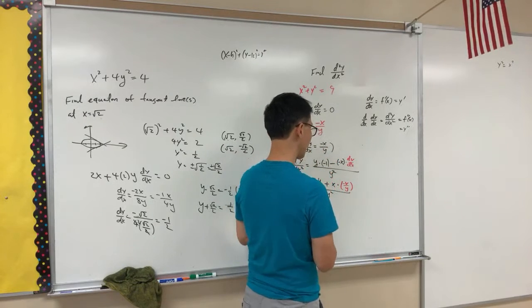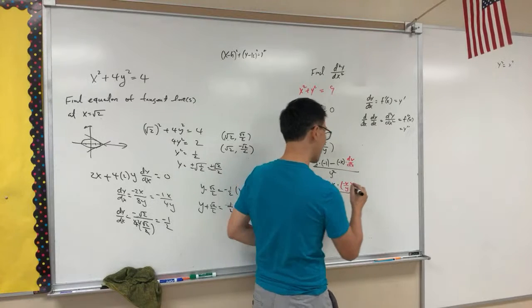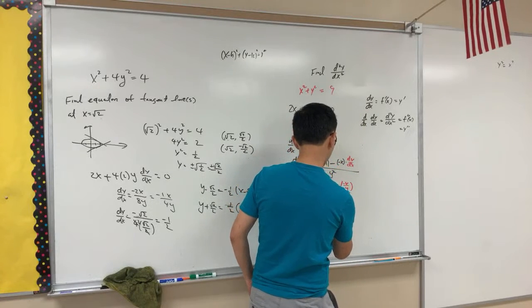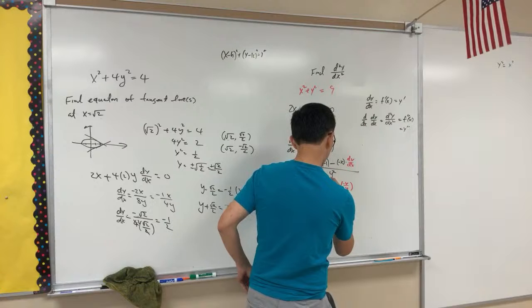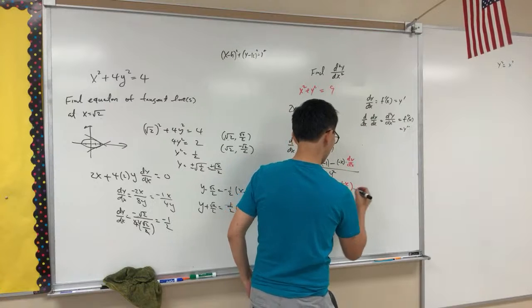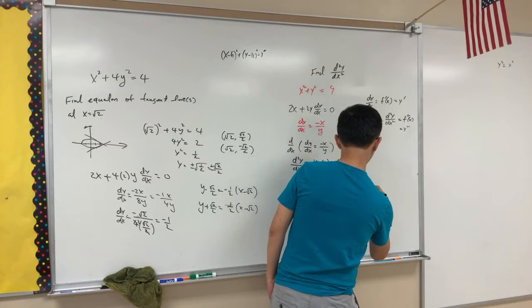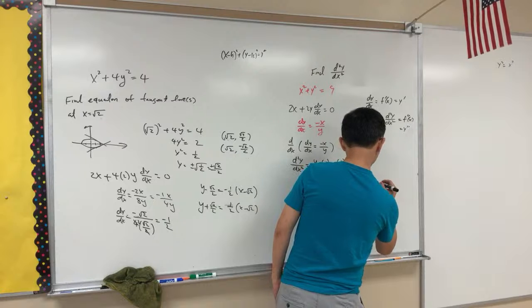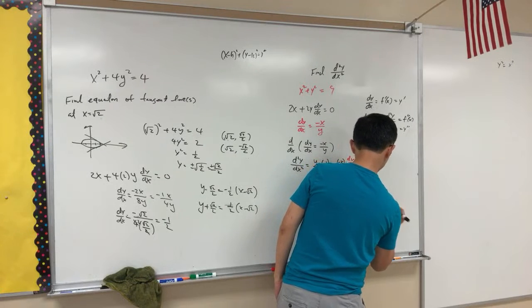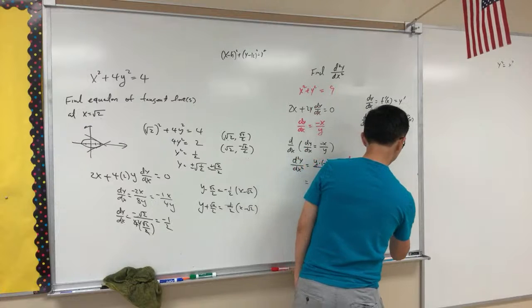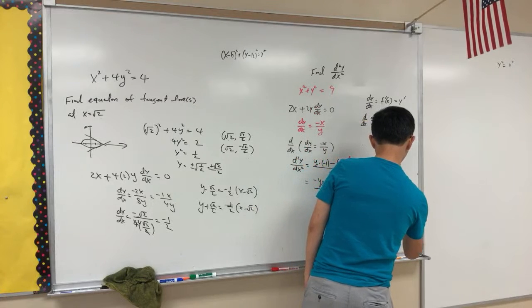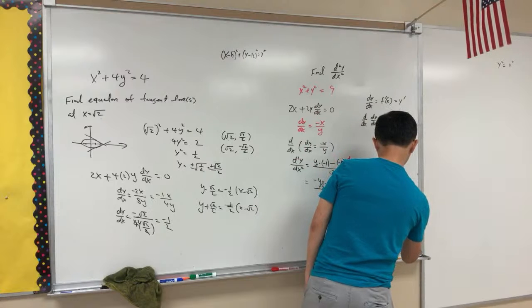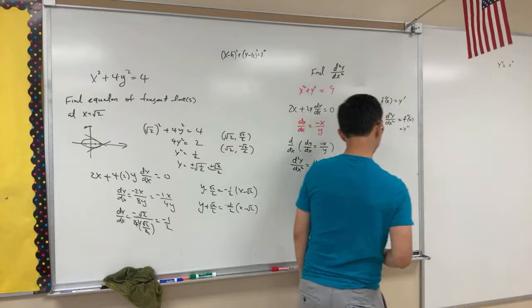No, I need a common denominator, so I need to multiply this side by what? y over y, right? So that's going to give me negative y squared, and then minus x squared over y squared. So divide by y squared, keep change flip. It's going to be negative x squared plus y squared over y to the third.